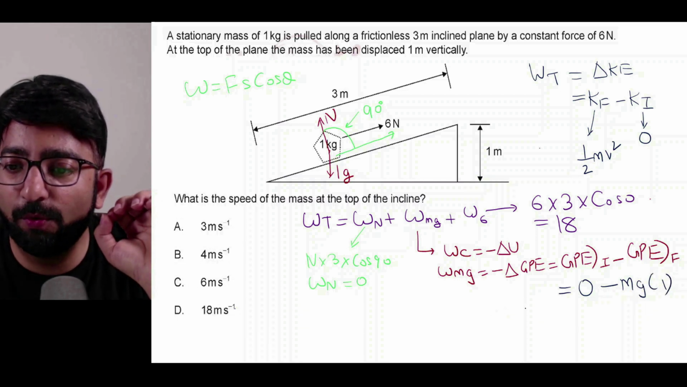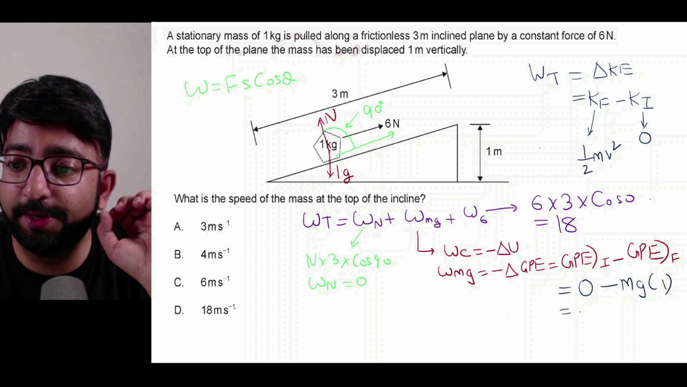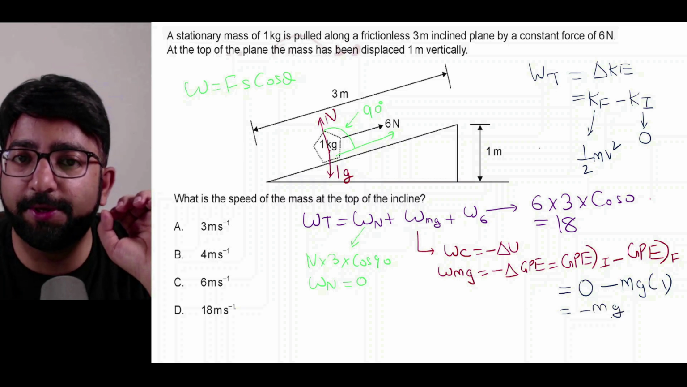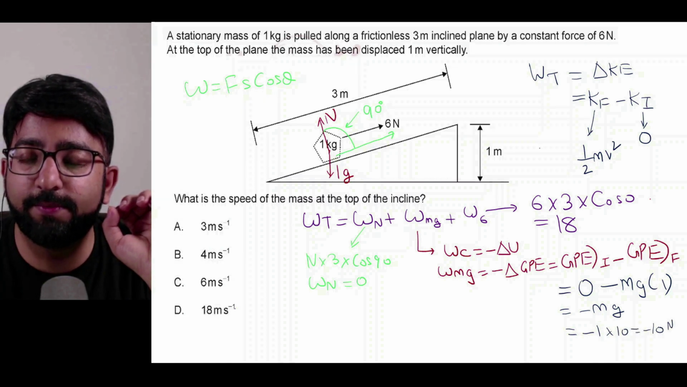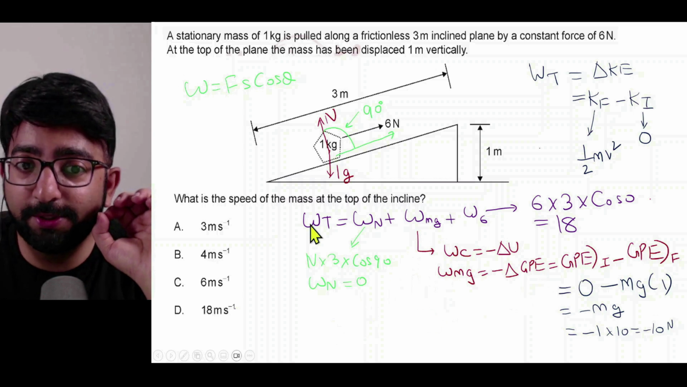Hence, we can say that the work done by the gravitational force is nothing but negative of mg, which will be equal to, mass is 1, and let us take g as 10, so the work done will be negative 10 joules. Now let us put the values of all these expressions.